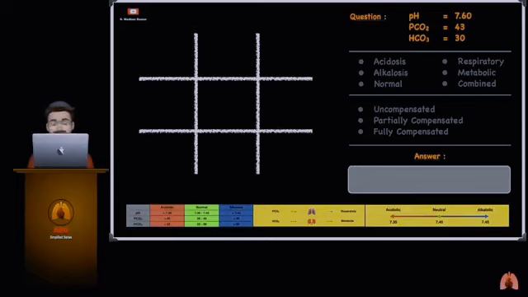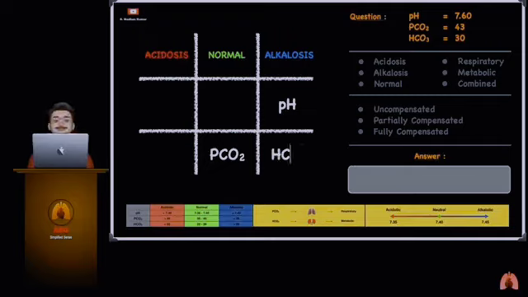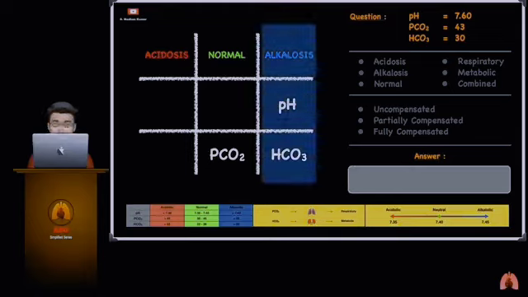Moving on to the next example. Here pH is 7.60, which is alkalotic, so mark the pH under alkalosis column. PCO2 is 43, which is in the normal range, so mark it under the normal column. HCO3 is 30, which is alkalotic, so mark it under alkalosis column. Here PCO2 is normal and the other two values are abnormal, so the final interpretation will be uncompensated metabolic alkalosis.